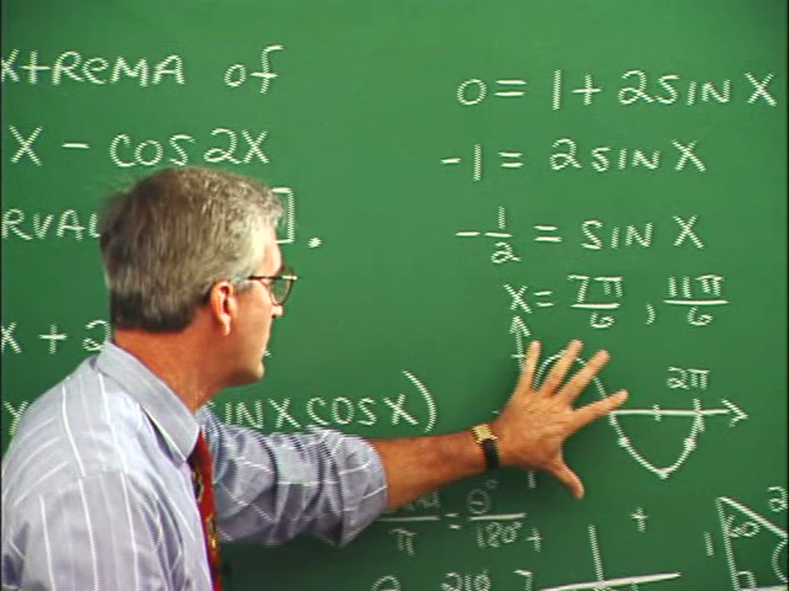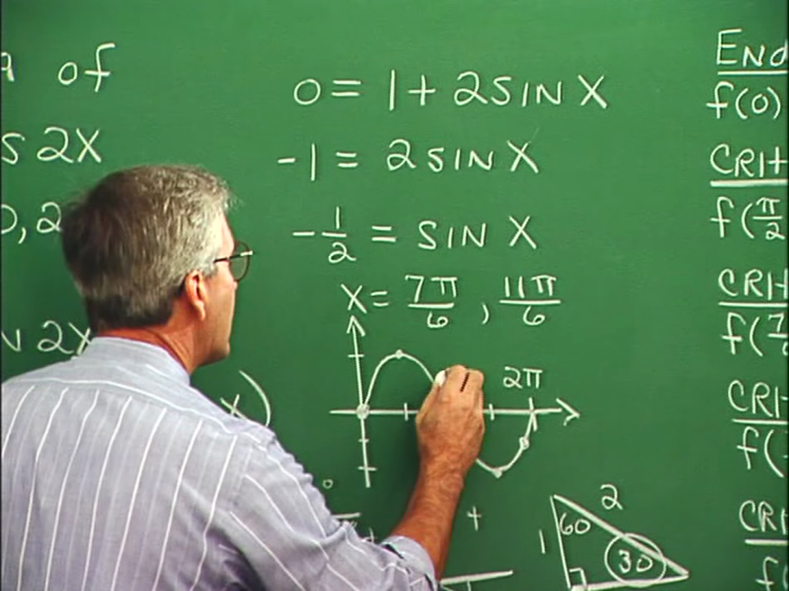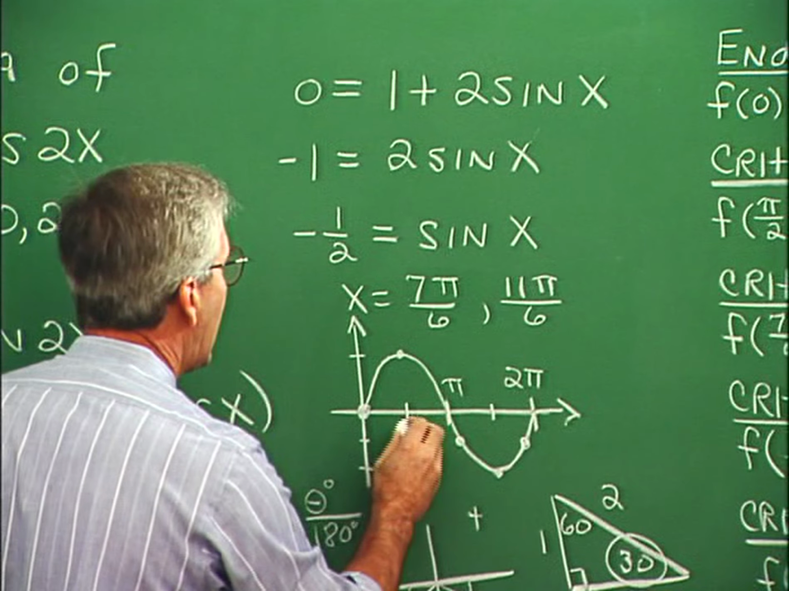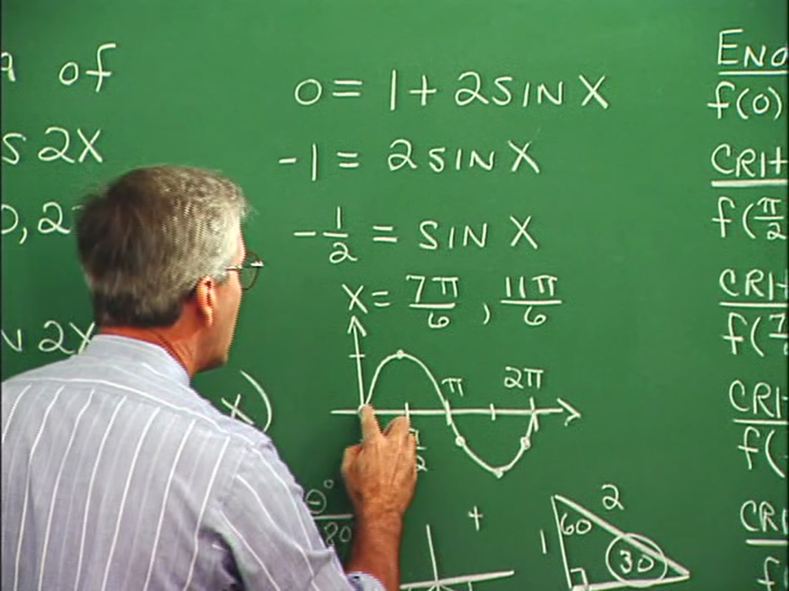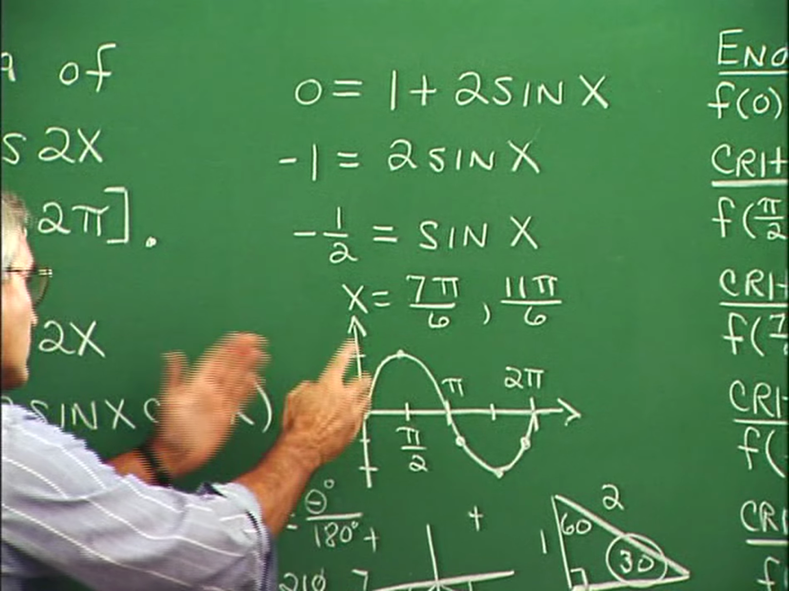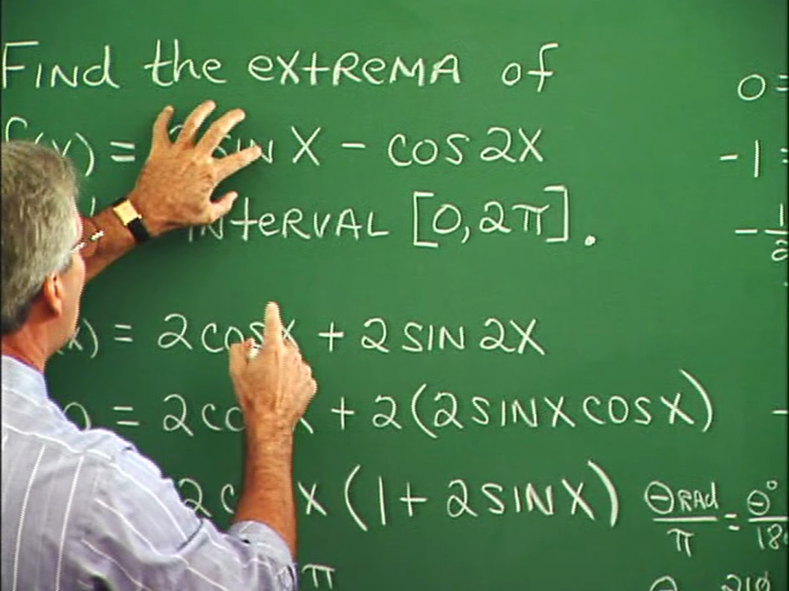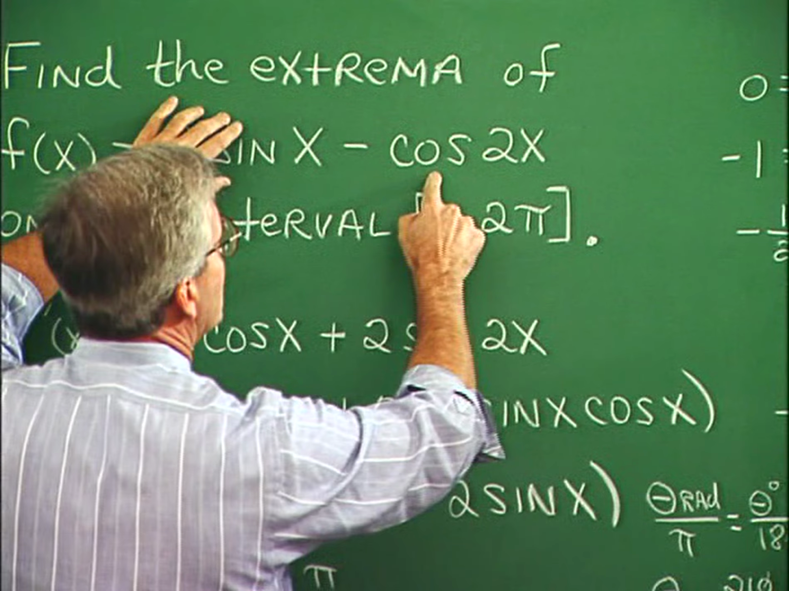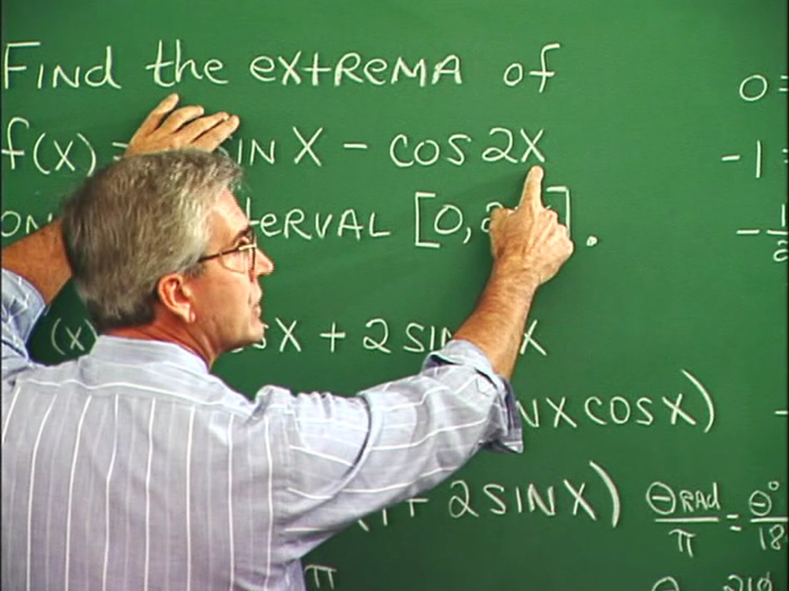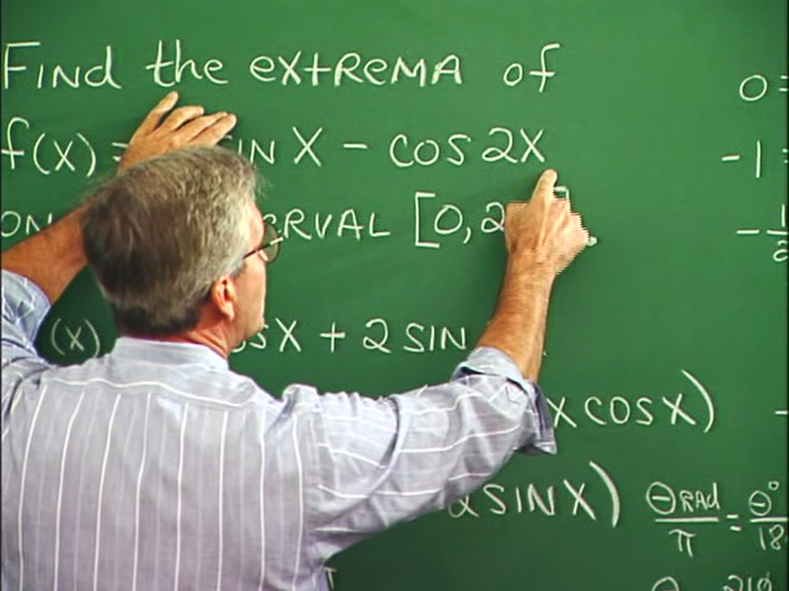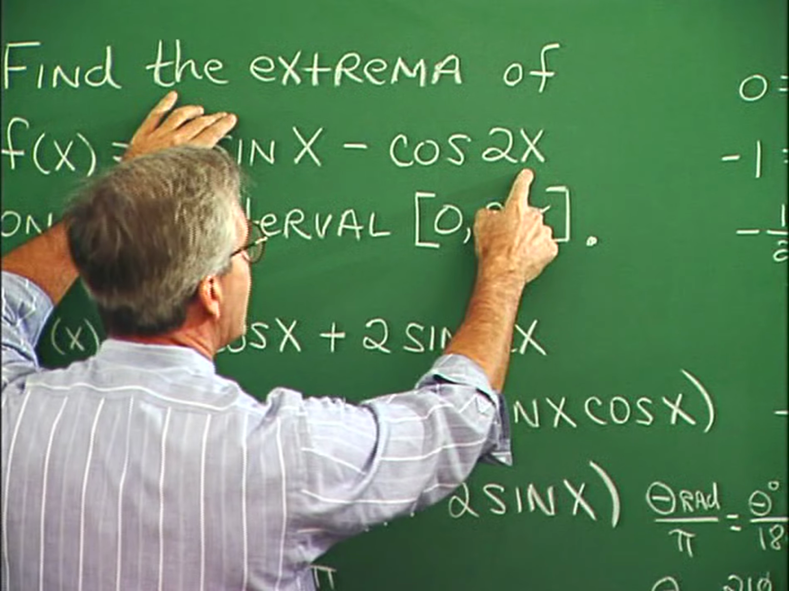See, here's the sine curve. Here's 2 pi, here's pi. And at pi over 2, the sine curve is at 1. So the sine of pi over 2 is 1. 2 times 1 is 2. All right, this part is 2. And now cosine 2 times pi over 2. Imagine pi over 2, the 2's cancel, so this is cosine pi.